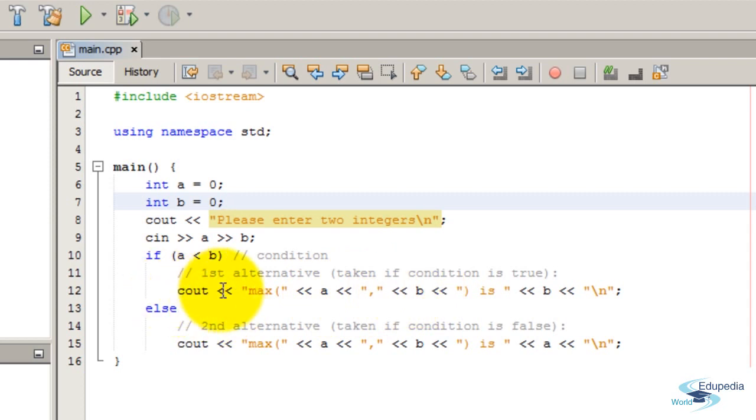In this cout statement, it will print out max, the value of a, comma, value of b is the value of b. If it is not, which means a is the highest value, it outputs a as the highest value: max, the value of a, comma, value of b is the value of a.